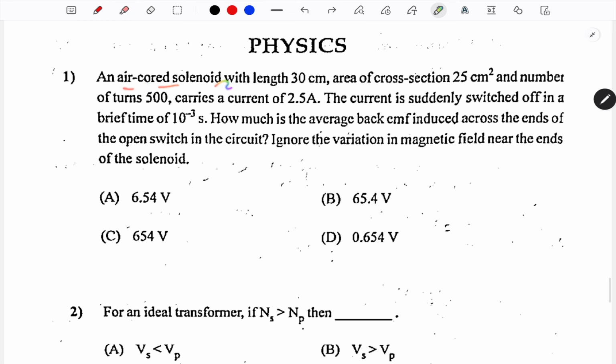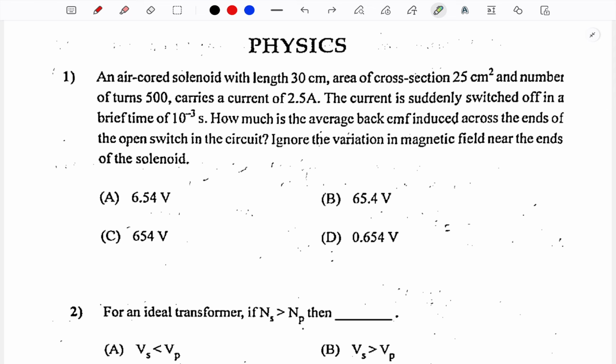An air-cooled solenoid with length 30 cm, area 25 cm square, number of turns 500, carries a current of 2.5 ampere. The current is suddenly switched off in a brief time of 1 millisecond. How much is the average back EMF induced across the ends of the open switch in the circuit? Ignore the variation in magnetic field near the end of the solenoid.